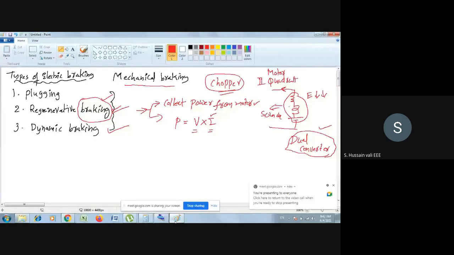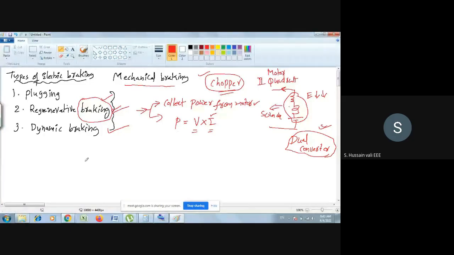So in regenerative braking, you slow down the motor, and at the same time you collect the power from the motor. As you are collecting the power from the motor to the source, its kinetic energy decreases. As its kinetic energy decreases, the motor parts lose this kinetic energy, or this mechanical energy. So automatically it slows down. That is the procedure. And how do you implement that? Either using a chopper or using the dual converter.